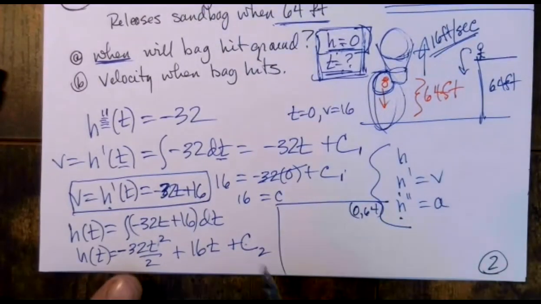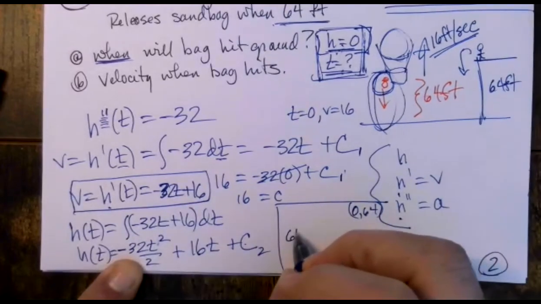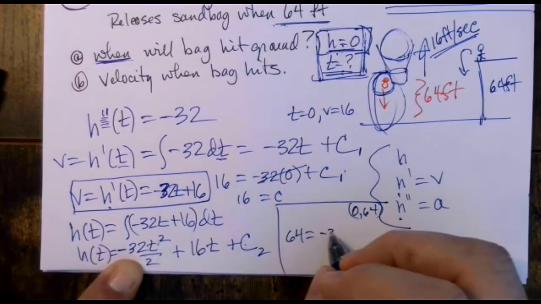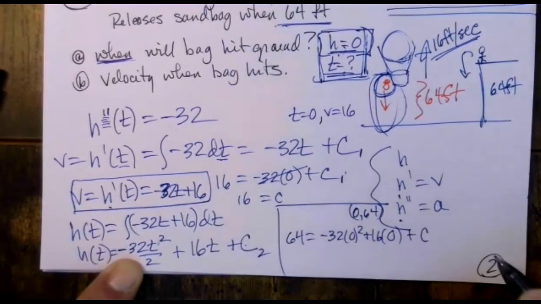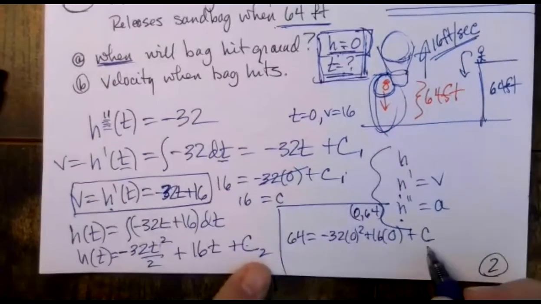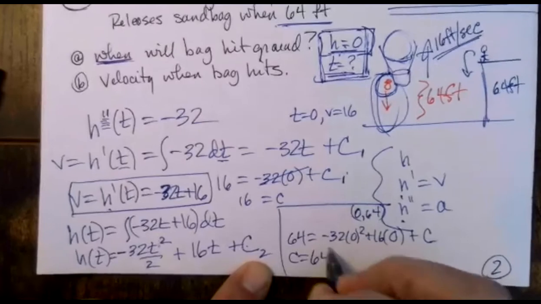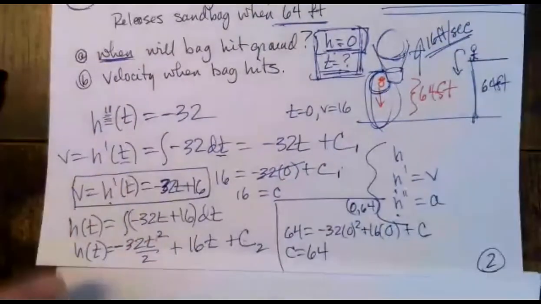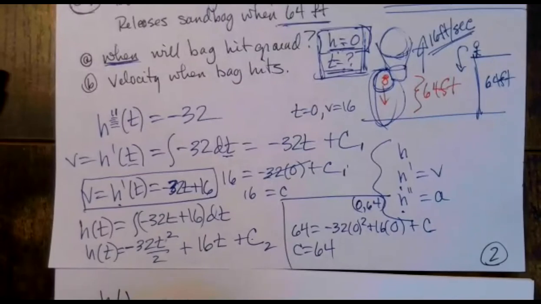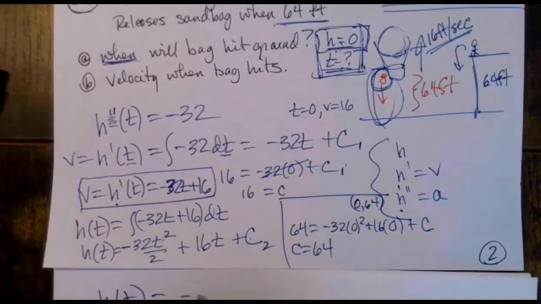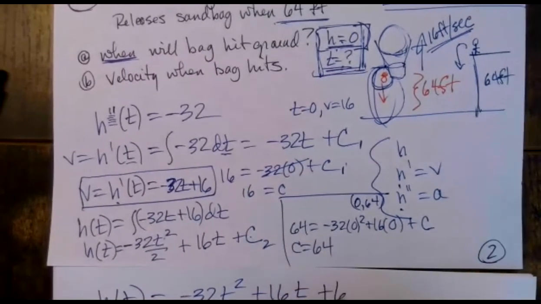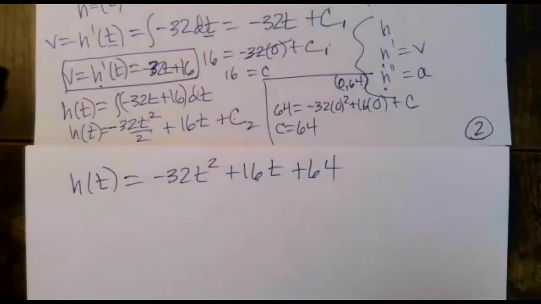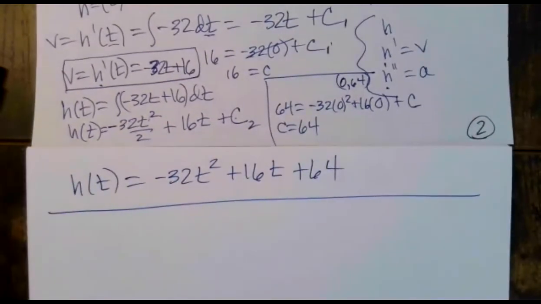Okay, so here we go. I'm going to plug in 64 equals negative 32 times 0 squared plus 16 times 0 plus C, C2 if you like. Okay, so I guess C is 64 for that, and I am running out of room on this little sheet of paper, so I will start a new one. How about that? H of t equals negative 32t squared plus 16t plus 64. Whoop, running out of space there. All right, there we go. So this is my final equation.